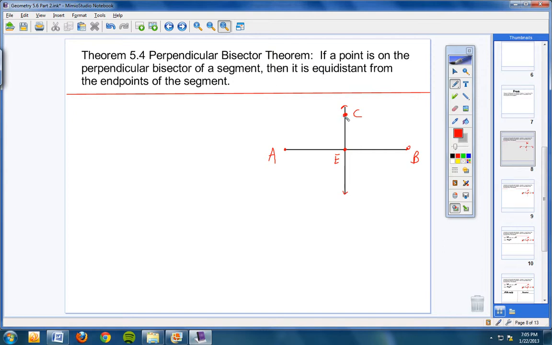Now notice what else the theorem states. If a point, there's our point, is on the perpendicular bisector, here's our perpendicular bisector. In fact, go ahead and put a right angle right here, and go ahead and put a mark here and a mark here, because we know AE is congruent to EB. So if a point is on the perpendicular bisector, then this point C is equidistant from the endpoints. So what that means is this segment right here, AC, is going to be congruent to this segment here, BC. And that's what we're going to try to prove. So step one on the test, when I say prove Theorem 5.4, the first thing you do is you draw your diagram like this. Okay?